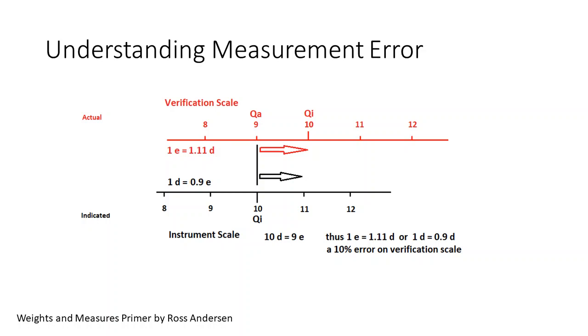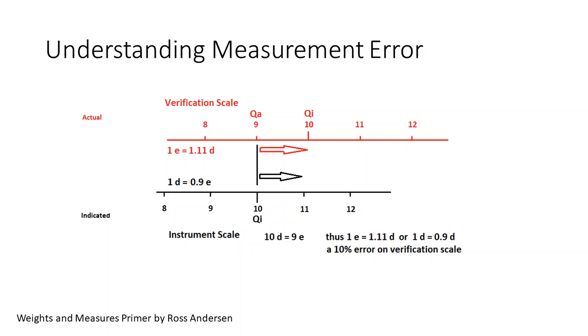This emphasizes that trying to use instrument divisions D to measure or express error is technically wrong. Error is expressed in terms of the actual values measured on the verification scale. Thus far, both actual quantity and error are measured on the verification scale. We also use this scale to visualize tolerance. Tolerances are prescribed in the codes either as a percentage of test quantity or in steps.